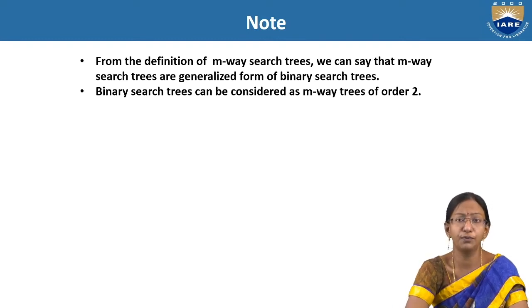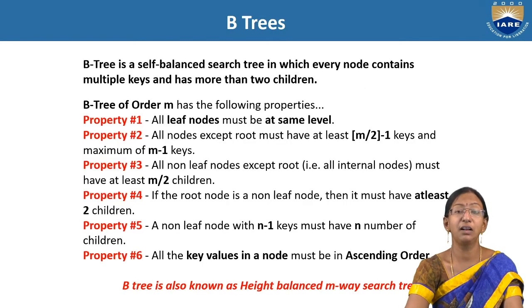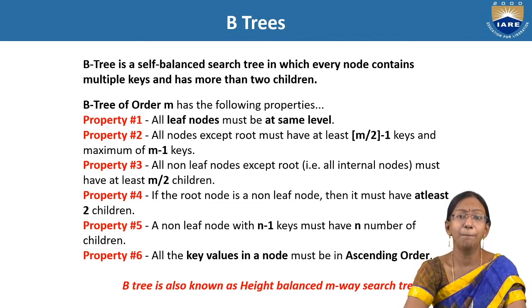If it is of order 2, it is known as a binary search tree. Okay, then B trees. B trees are self-balanced search trees, an extension of multi-way search trees. They have a few properties which need to be followed.